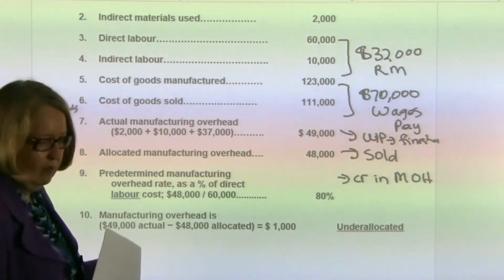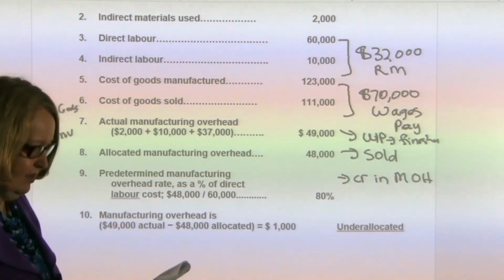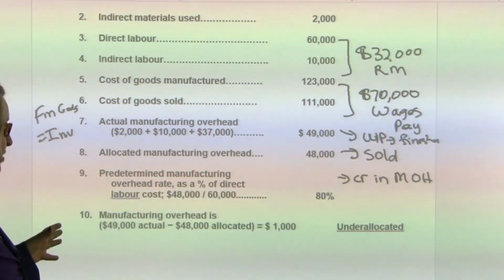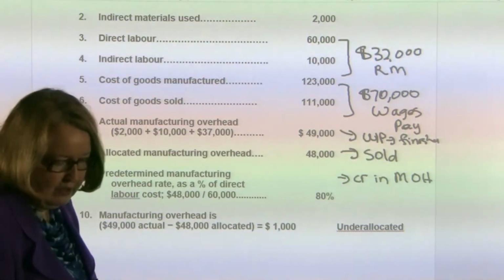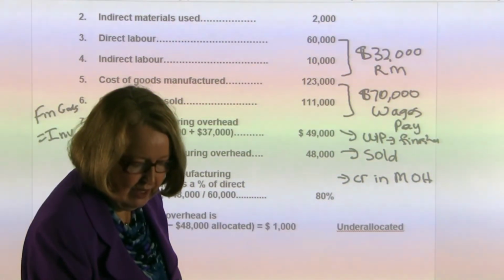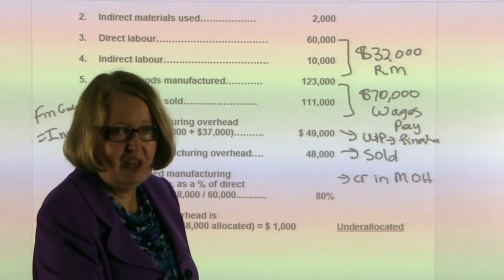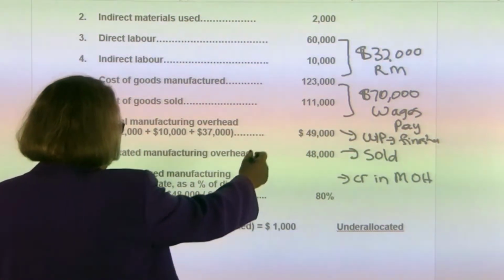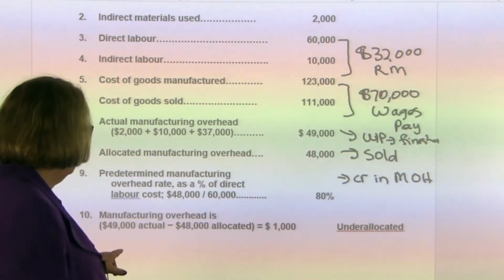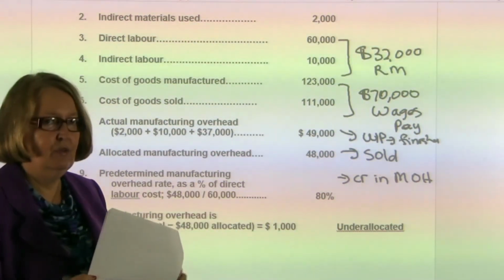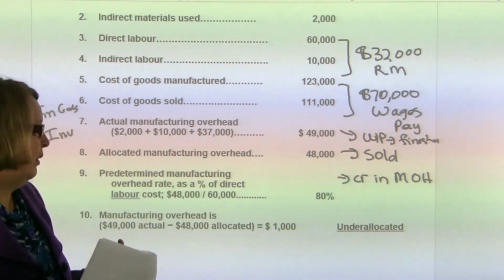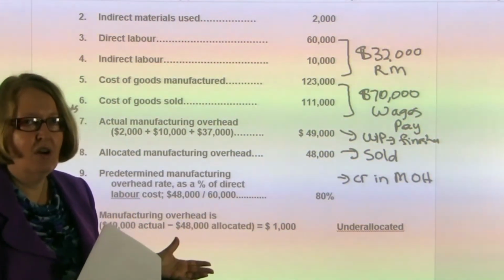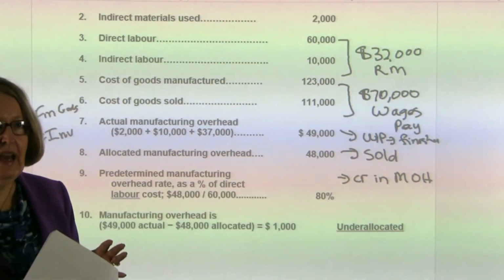The final one that you're asked to look at here is your manufacturing overhead. What is the actual balance left in the account? When you look at the manufacturing overhead account, the debit side, the three entries there add up to $49,000, and that's this figure here, and you allocated 48, so through your estimates you came up with 48,000. So the difference is $1,000. So you've got $1,000 remaining that you have not yet allocated.